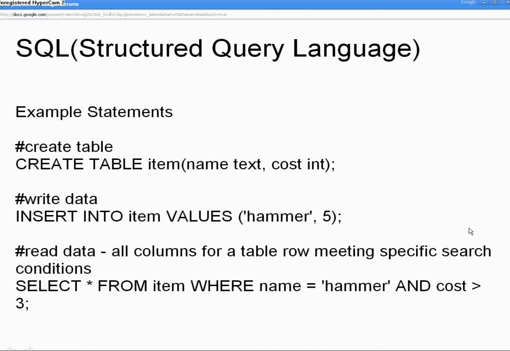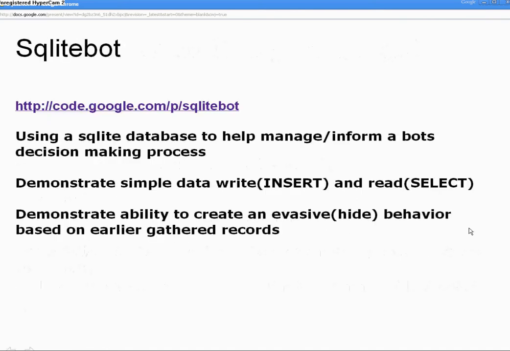Sqlitebot is an open source project using a SQLite database to help manage and inform the bot decision-making process. The initial demonstration is simply to write data to the database with game data and then read that same data back out as it might select the bot behavior. A second demonstration shows the ability to use evasive or hiding behaviors based on earlier pre-game gathered visibility records.